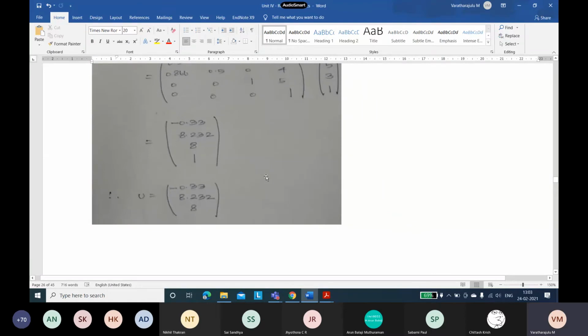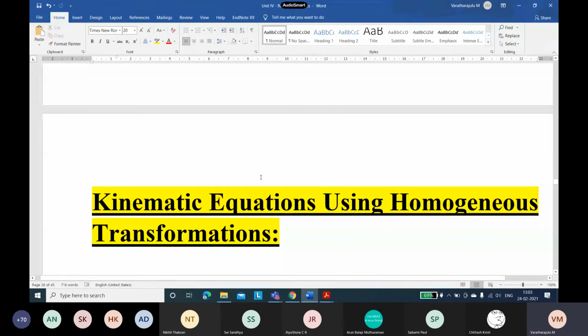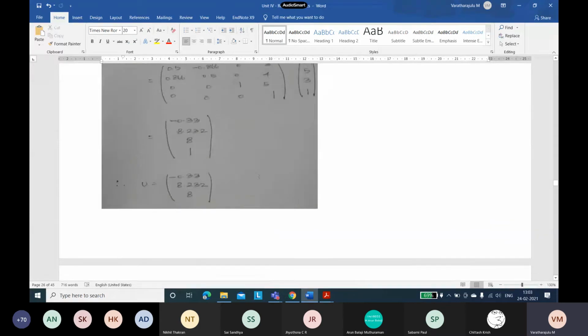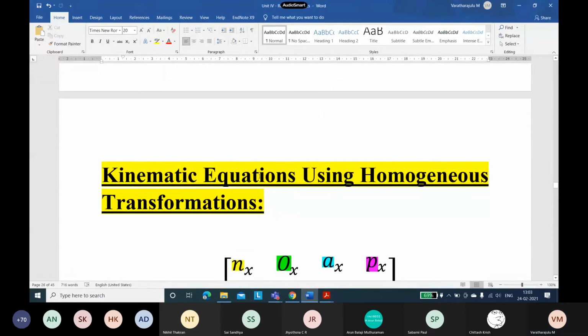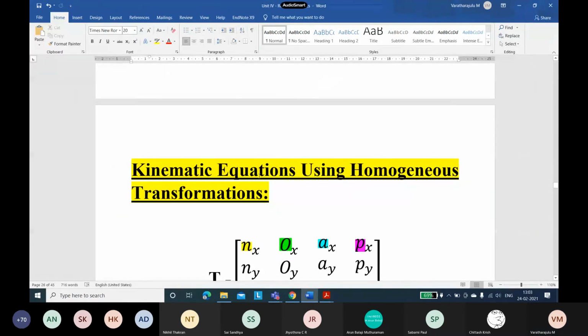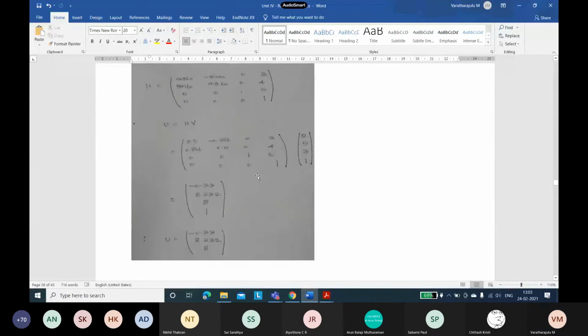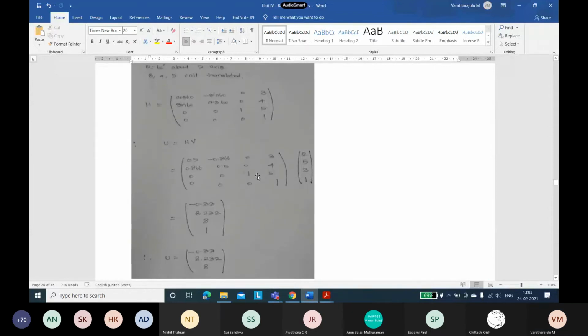This is what the new point vector is. Shall I move further? Shall I move? Hey, gentlemen. Yes, sir.